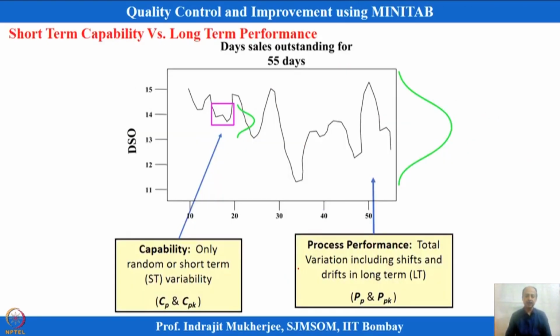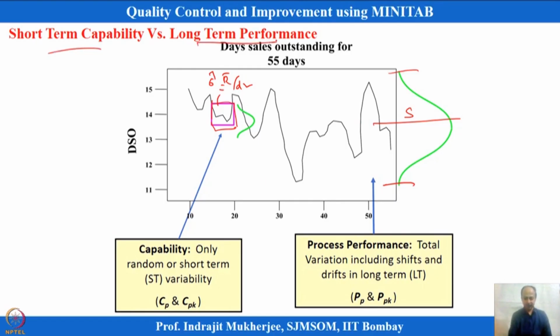Here is the diagram where you can see that this is a short term snapshot, and the long term variability is this much. For the short term, we use the R bar by D2 calculation to estimate sigma, and for the long term, the S estimation. This differentiates short term and long term process performance.